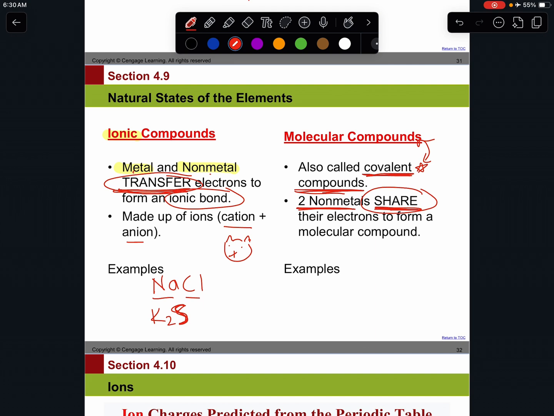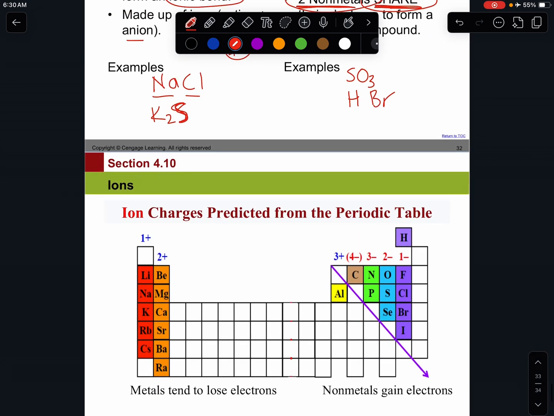So for example, we could have SO3 like we talked about before. We could have HBr. I want to remind you, H, even though it is on the left side, is considered a nonmetal. So two nonmetals. We do not have any bonds that are a metal and a metal. Okay, metals by themselves make what we call metallic bonds, and we may talk about that in this course. But the big one we're talking about is ionic and molecular or covalent.